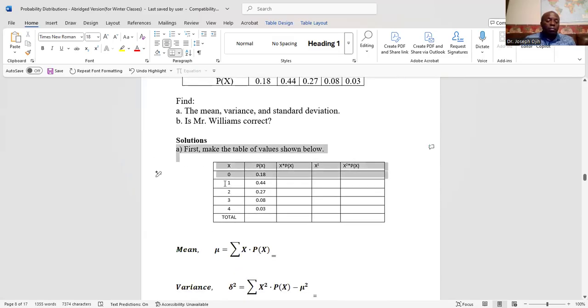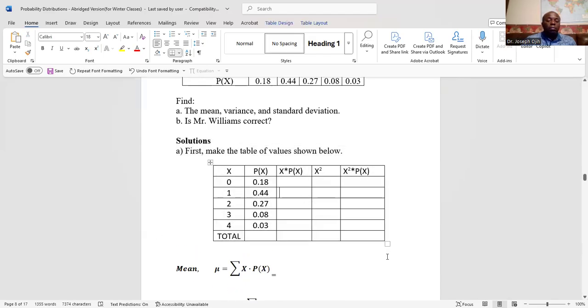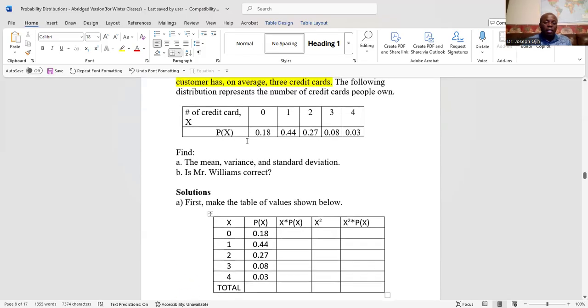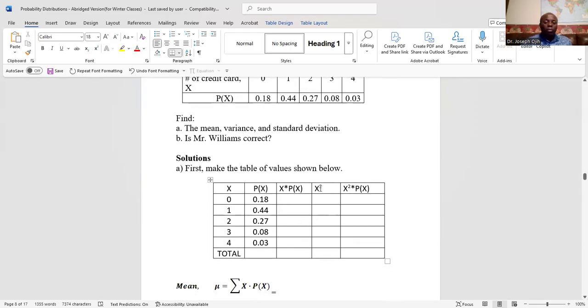Well, let's find out. First of all, let's just find the mean. To find the mean, variance, and standard deviation, we make a table like this one, where we have the outcome, which is the number of credit cards on this side, and the required probability on that side. Then we need to find this column, and that column. This one is x times P(x). That means this times that. So 0 times 0.18 is 0.00.